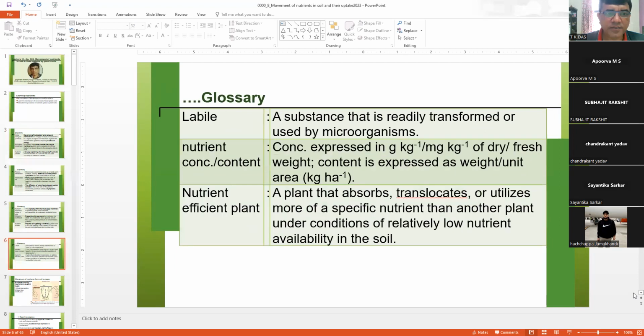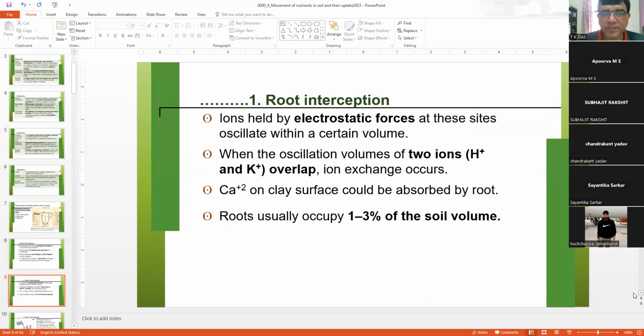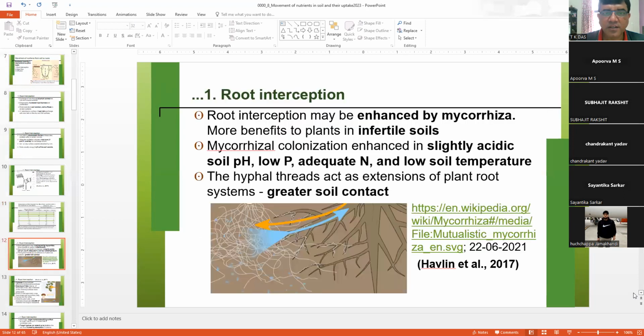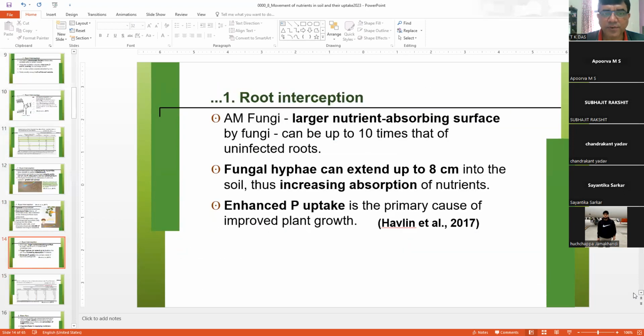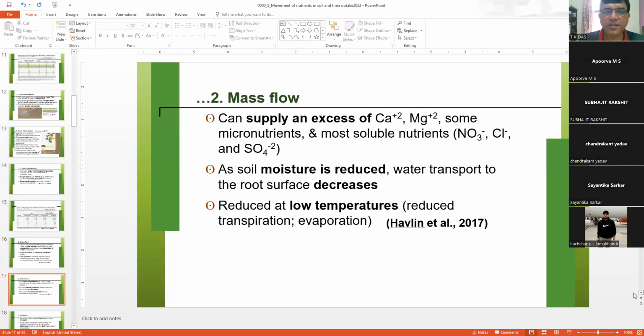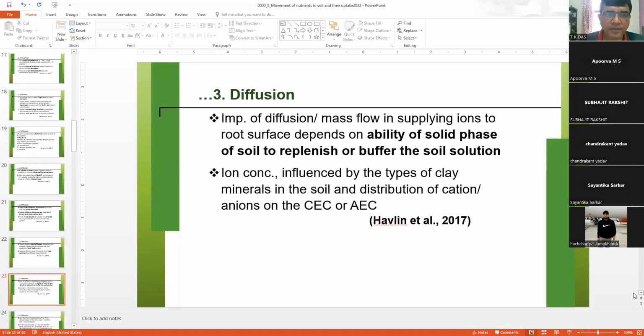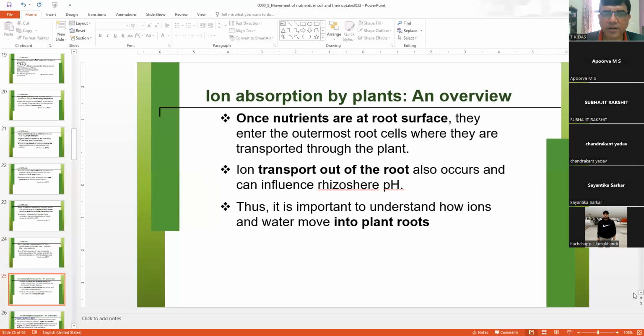So we started with movement of nutrients from soil to roots. There are three mechanisms: root interception, mass flow, and diffusion. We discussed root interception. We discussed this mass flow and diffusion also. And you can see mass flow and diffusion are important means of transporting ions from soil solution to the plant roots. So we have seen an overview of the ion absorption.